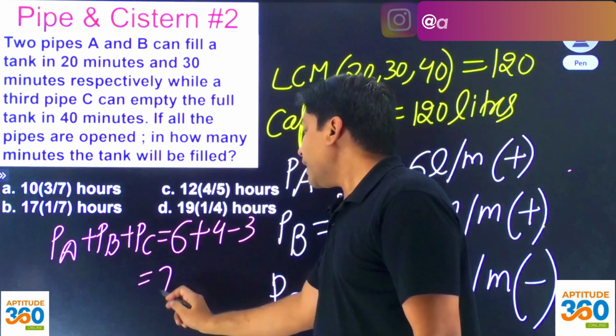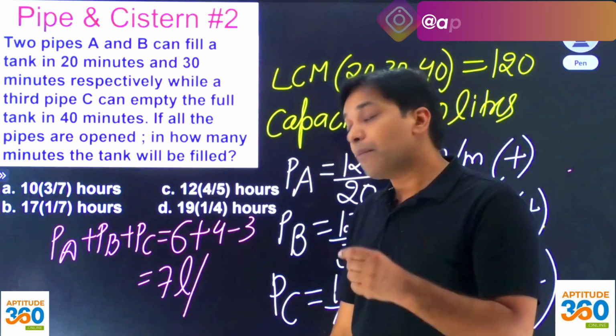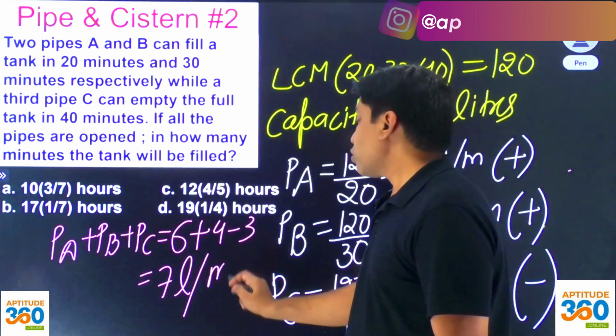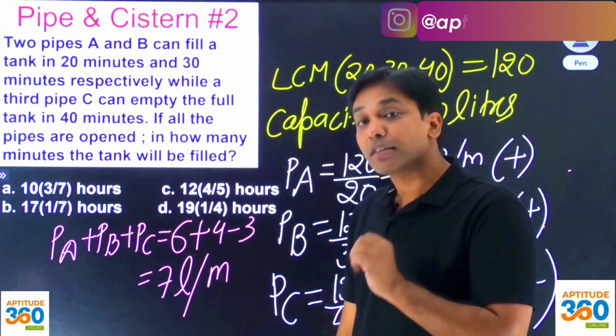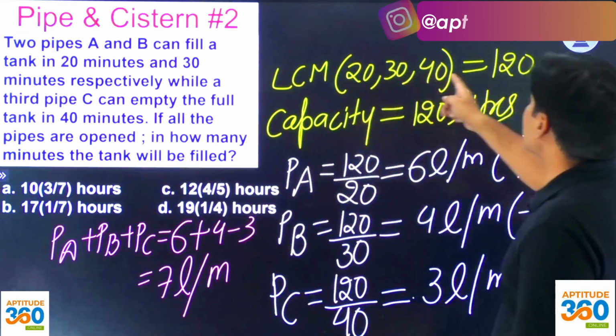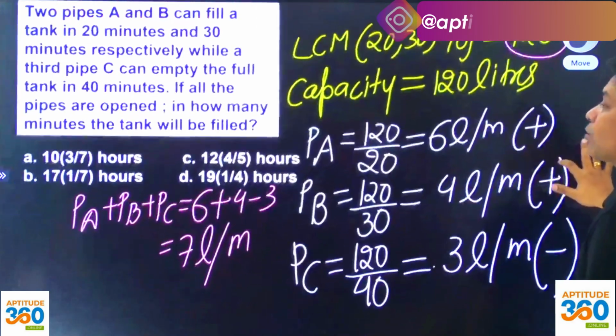So effectively 7 liters of water will come in how many minutes? In 1 minute. So what is going to be the rate? 7 liters per minute. And since you have to fill the entire tank, and what is the capacity of the tank that we have taken? It is 120. So what is going to be the answer?